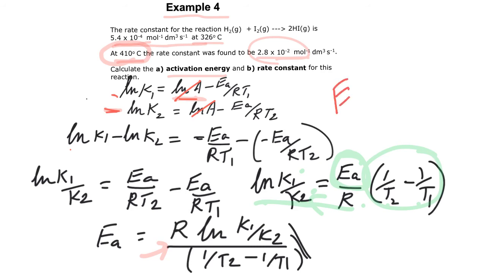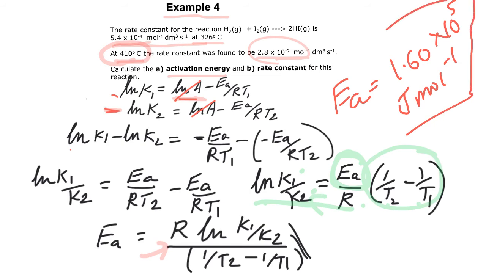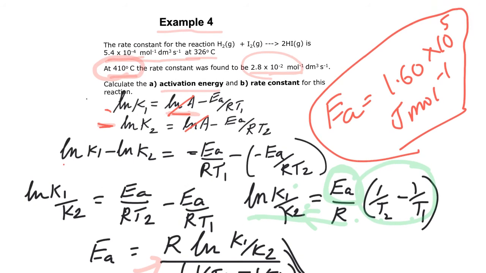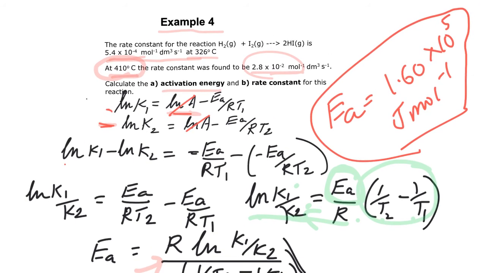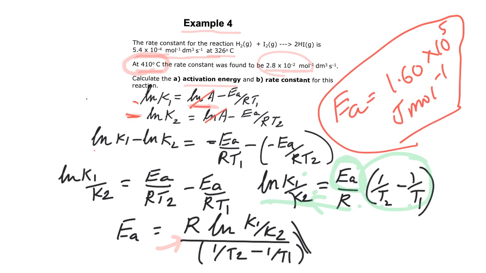EA should be equal to 1.60, three significant figures, times 10 power 5 joule per mole. Let me check if you get this answer. Okay, and that should be your final answer for that one.